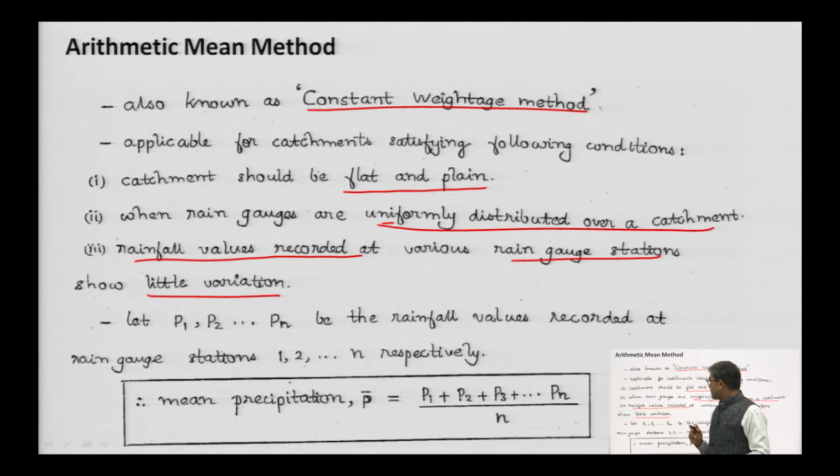There should not be much variation, then we can use the arithmetic mean method, which is simply the summation of the precipitation recorded at all stations divided by the total number of rain gauge stations in that area. So, it is P1 plus P2 plus P3 and so on, divided by the total number of rain gauge stations.